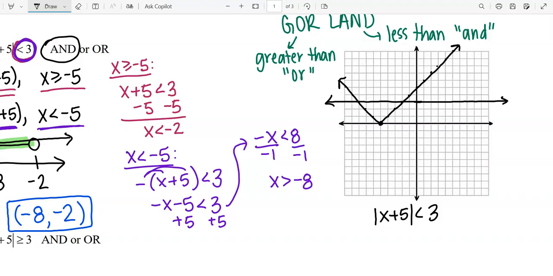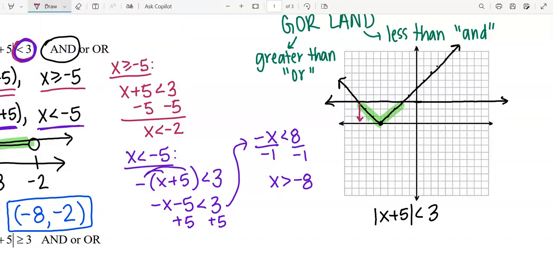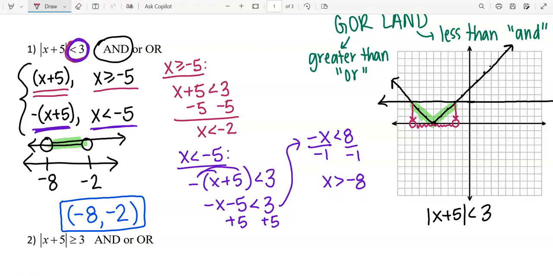So all you're answering for this question is, where is my absolute value V shape under my line? And notice, this is below, this is below, this is below. Hey, what is this X value? -8. Oh, what is this X value? -2. And where's my V shape under my line? In between them. So when you find this solution here, this number line, it should look like the x-axis does when you look at it graphically. Make sense?